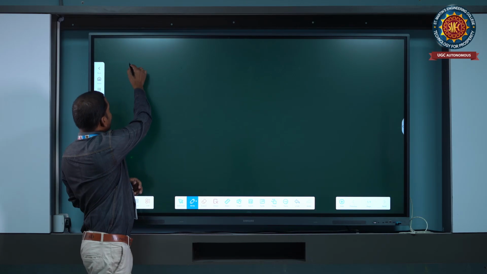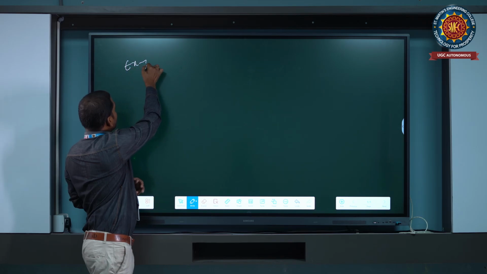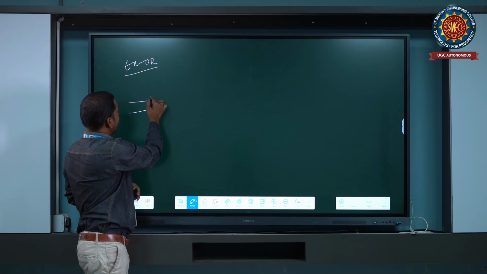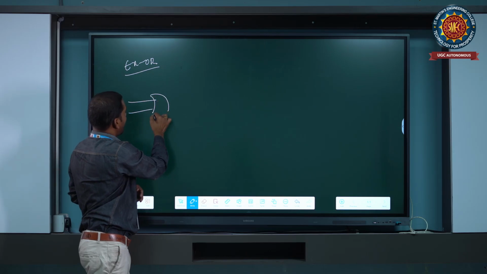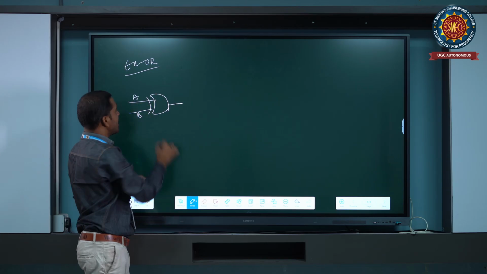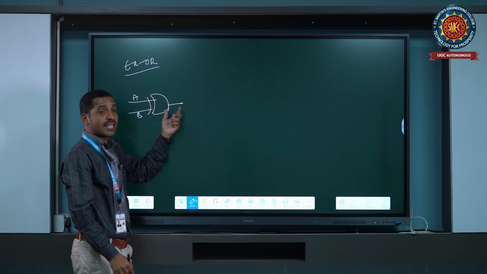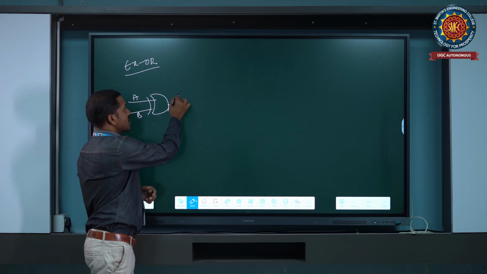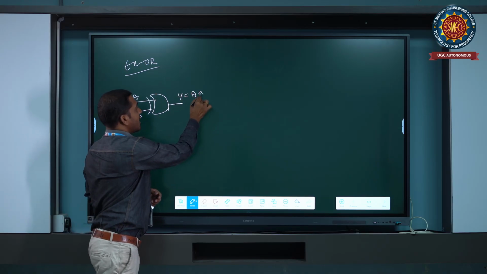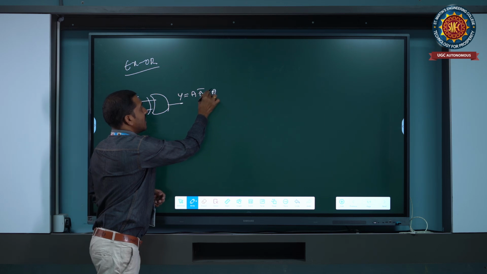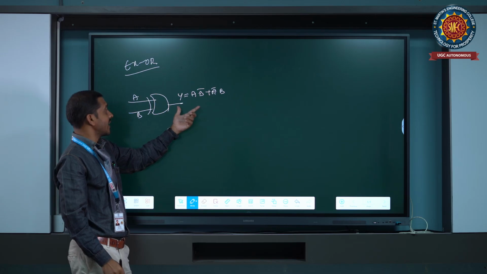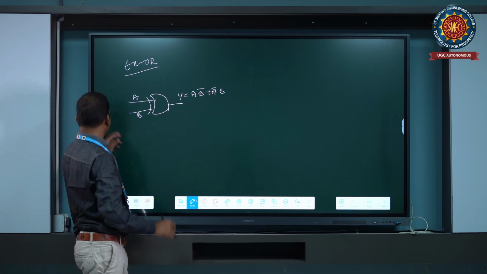So the XOR gate symbol: A and B are the inputs. This is the Boolean expression of the XOR gate. Suppose Y is the output: Y equals A dot B bar plus A bar dot B. This is the Boolean expression of the output of the XOR gate.